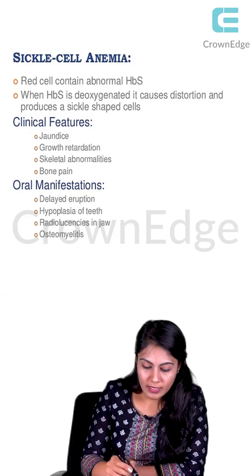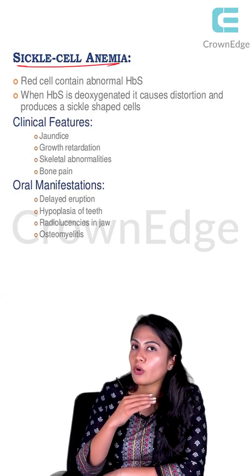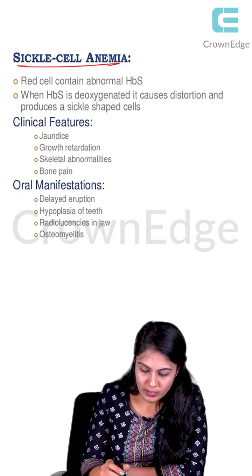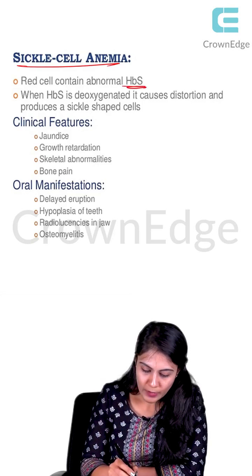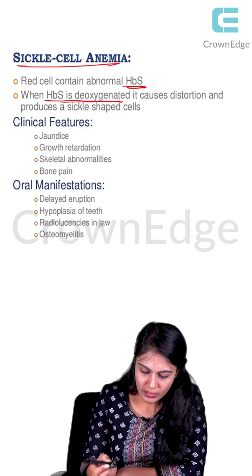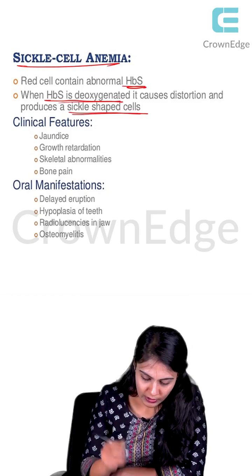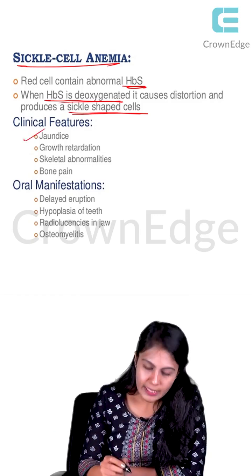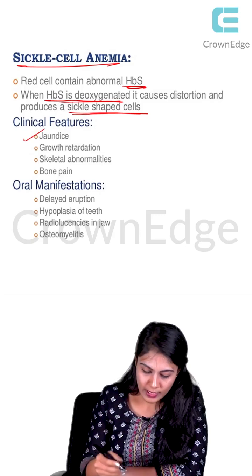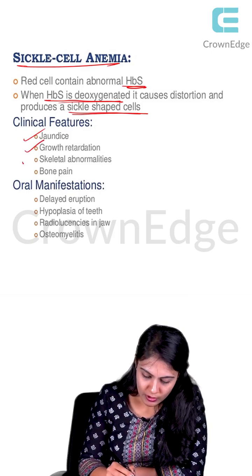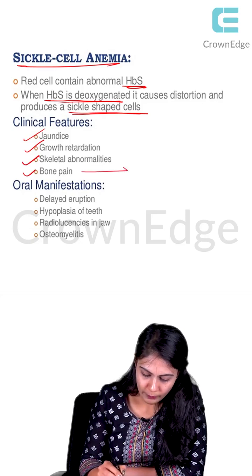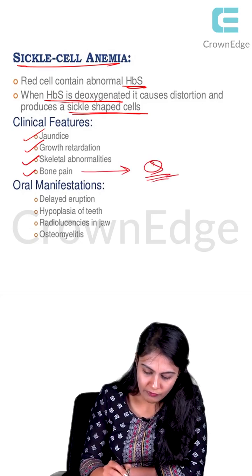Next important anemia is sickle cell anemia. We talk a lot about sickle cell anemia. What is it? HbS is produced over there, right? And when it gets deoxygenated, it goes into a sickle shape because of the crystallization. What are the clinical features that are important? It can produce hemolytic jaundice, growth retardation, skeletal abnormalities, and bone pain. Most of the patients will come with bone pain.